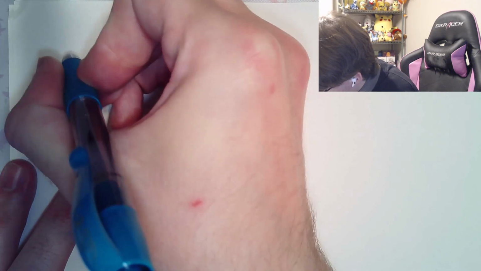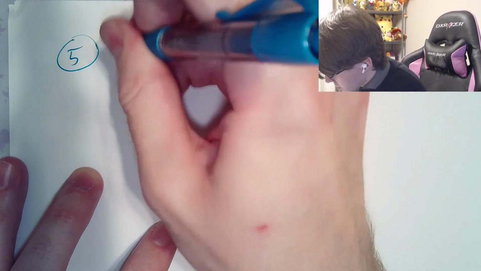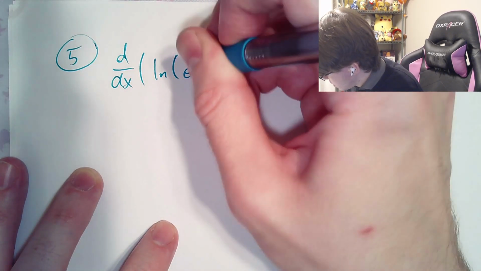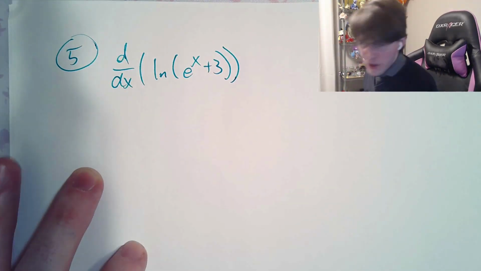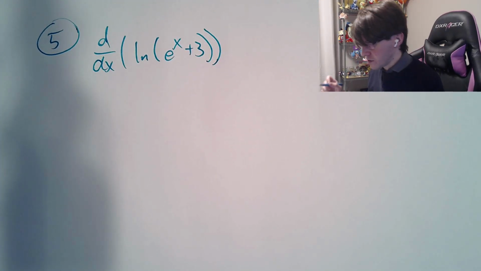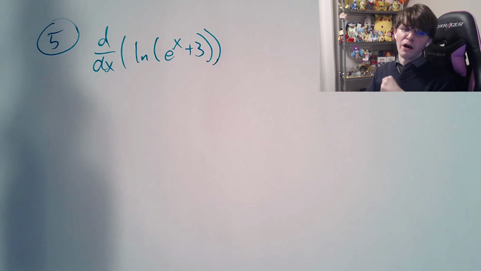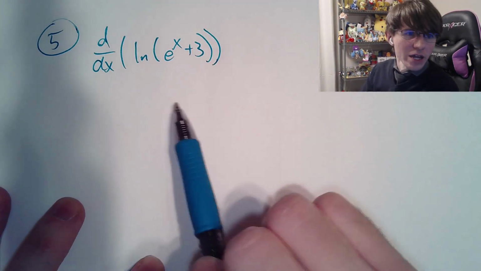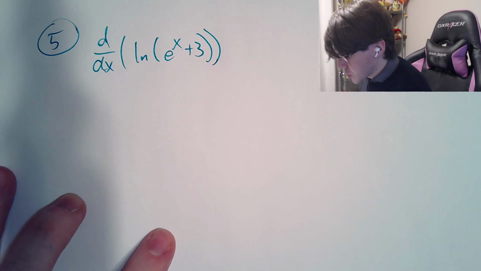Question number 5. Our derivative of the natural log of e to the x plus 3. By the way, anyone who just wants to know a little side fact about ln, why is it natural log? If it's ln, it's because in Latin it's the logarithmus naturalis. Obnoxious. Anyways, doing our derivative, we have a chain rule function.